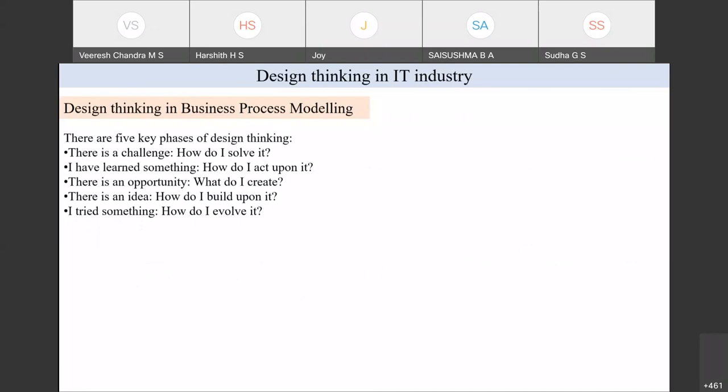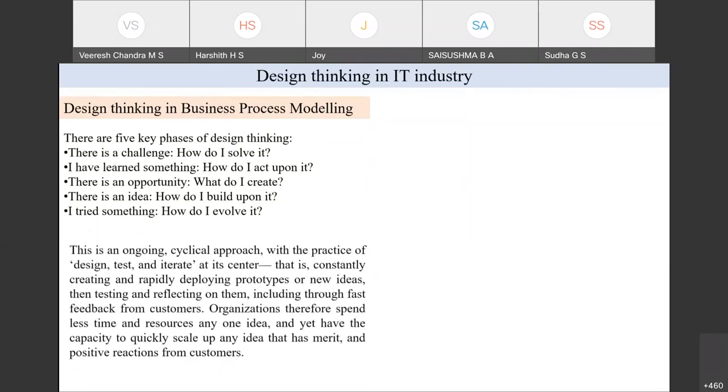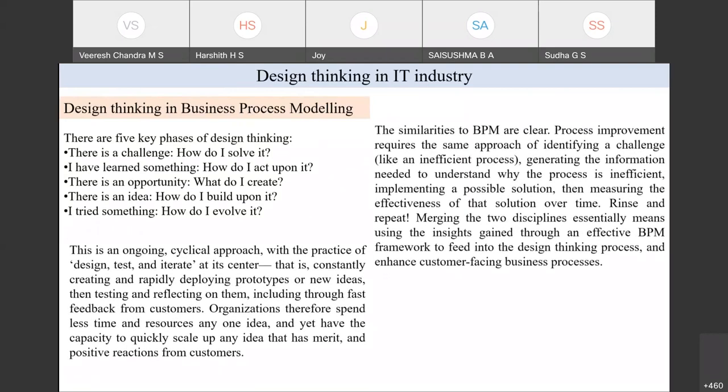So we know these five key phases. There is a challenge. How do I solve it? I have learned something about it. How do I act upon it? There is an opportunity. What do I create? We can create solutions for the problems. There is an idea. How do I build upon it? I tried something. How do I evolve it? So the similarities to BPM are very clear here.